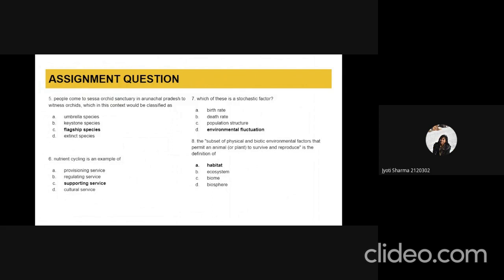So I think this was all about biodiversity, how we can conserve it, and what will be the benefit of the conservation. If there is any doubt, then you can ask. Otherwise, we can leave. Danish, any question? Kuldeep? No, no, ma'am.